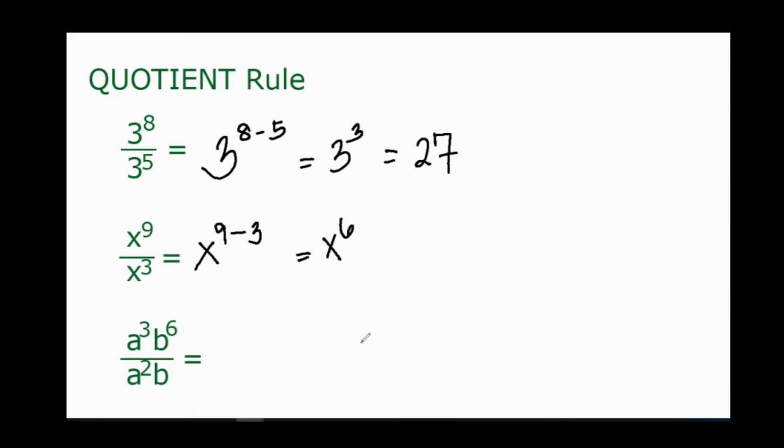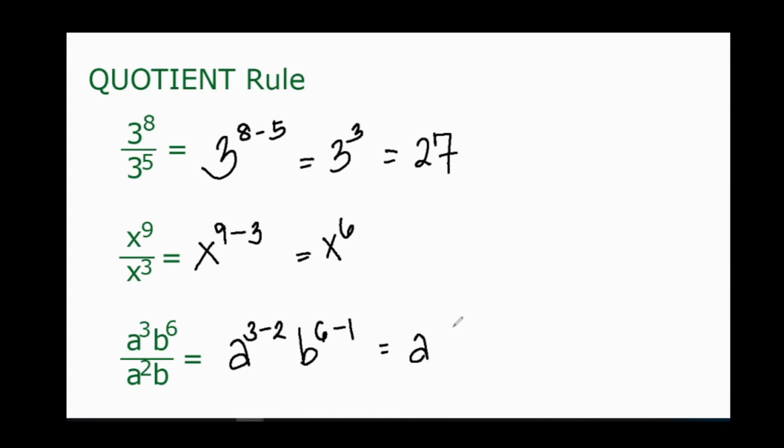How about a cubed b raised to 6 over a squared b? Same process. Again, copy the base, which is a, and the exponent on the numerator is 3, minus the exponent on the denominator of a, which is 2. And for our b, the exponent of b on the numerator minus the exponent of b on the denominator, which is 1. So now we have a raised to 3 minus 2, which is equal to a raised to 1, or just simply a.